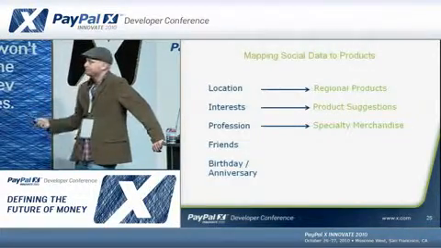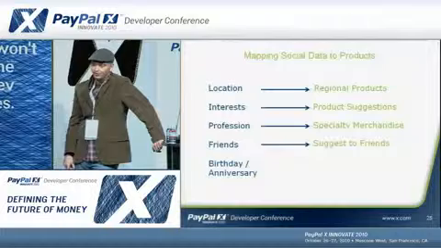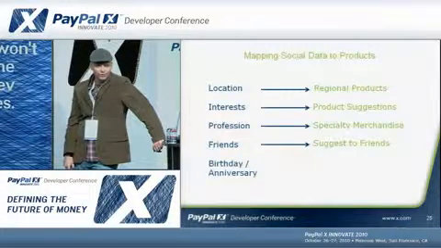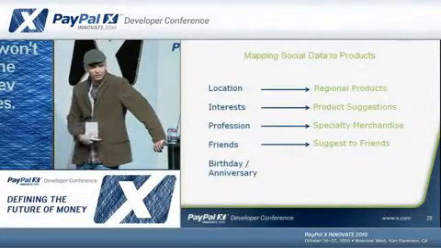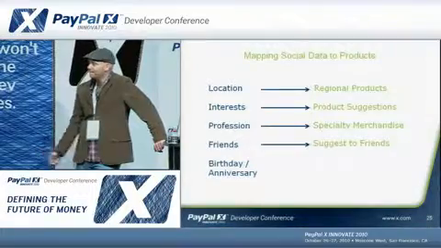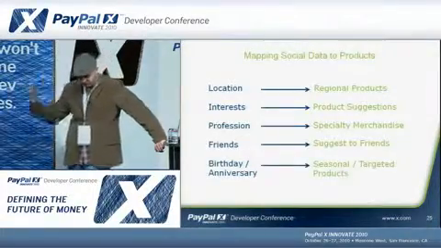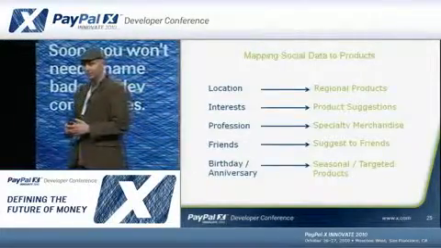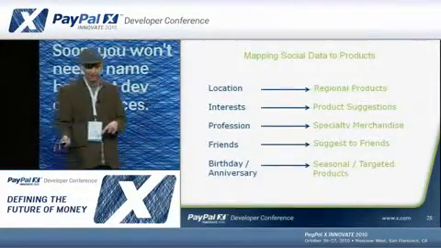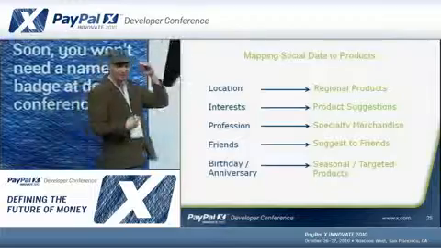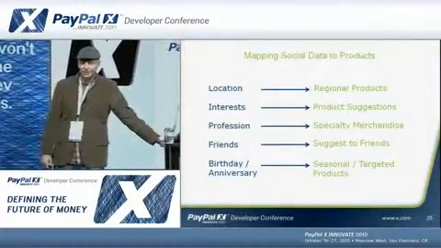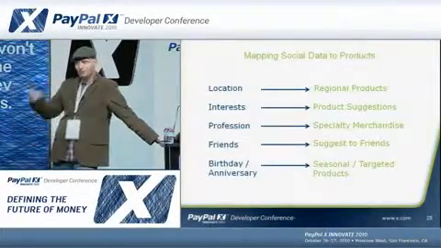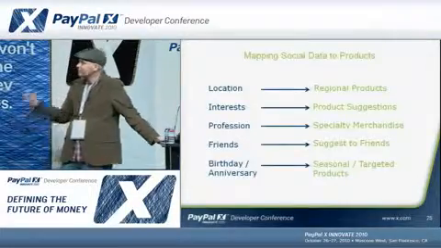Your friendships can drive new avenues for you to reach new people. Suggestions, just like we saw on Amazon. And birthdays and anniversaries, of course, seasonal or targeted products. You can just target these to a particular user. If I have my anniversary coming up and flowers.com pops up, oh, hey, I remember that. This will be a great source for me to get some flowers.